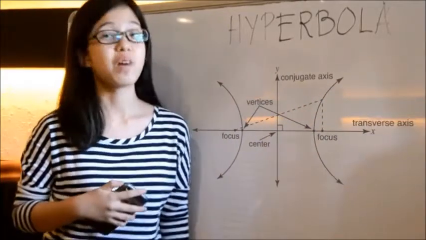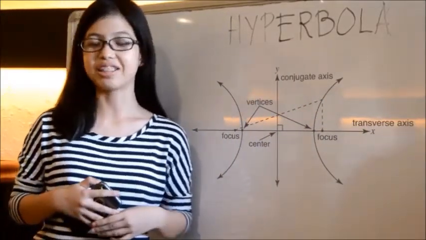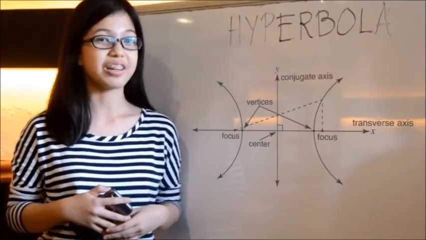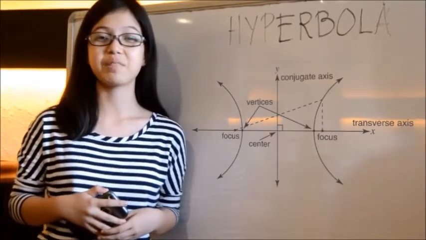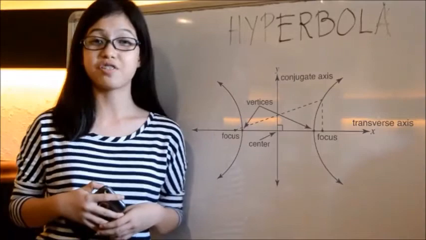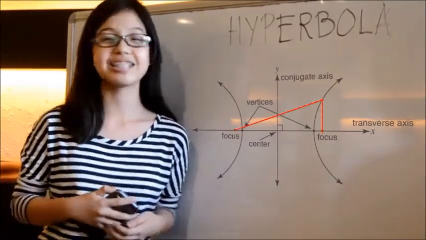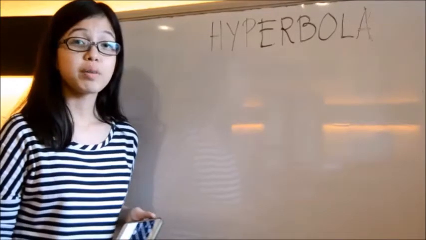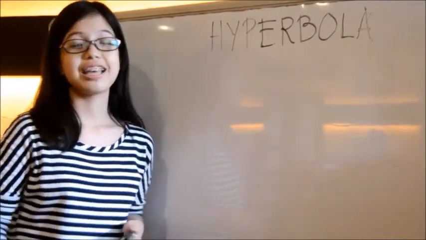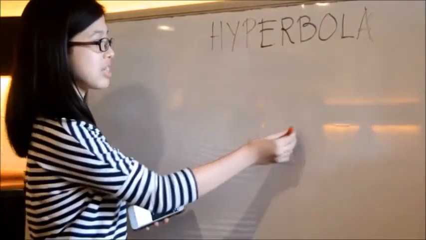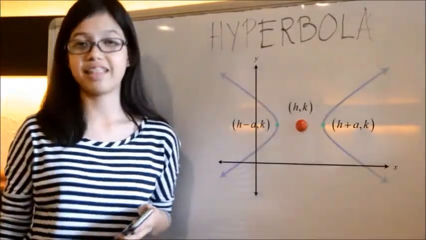Hi everyone, and welcome to our tutorial on hyperbolas. So the definition of a hyperbola is a set of all points in the plane such that the absolute difference of the distance from any point on the branches to the foci is a constant. So all hyperbolas share common features. The center of the hyperbola has the coordinates h and k.